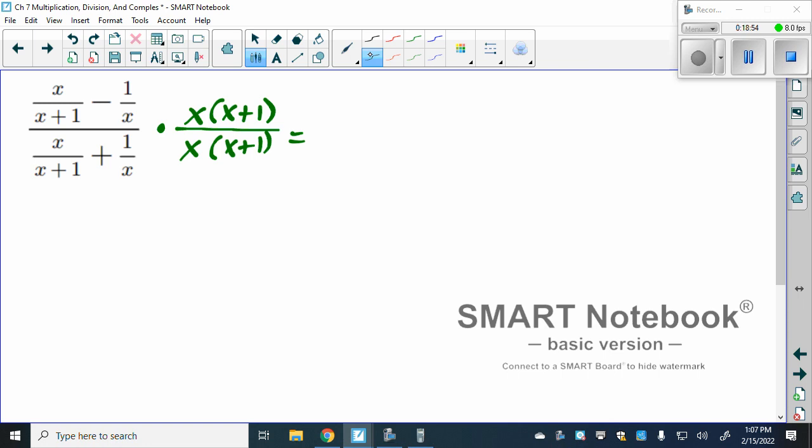Different color. Any questions on how we found the x times x plus 1 over x times x plus 1? Or do we feel comfortable being able to find that? Now what we need to do is multiply this by each term.